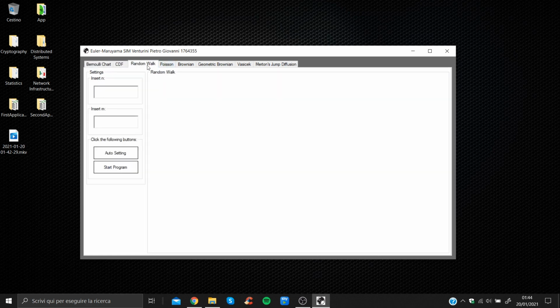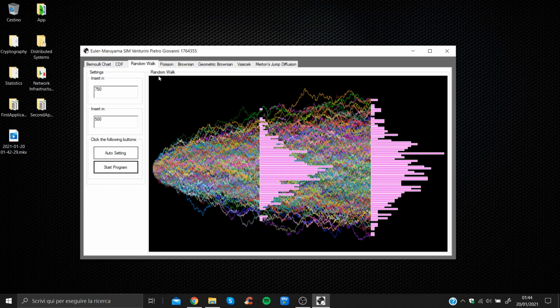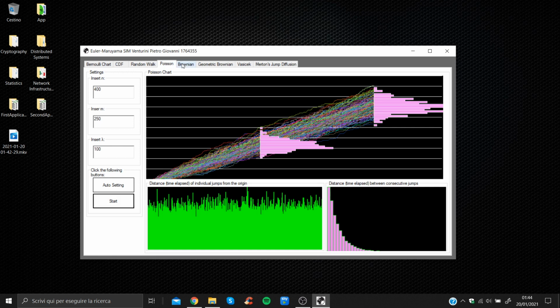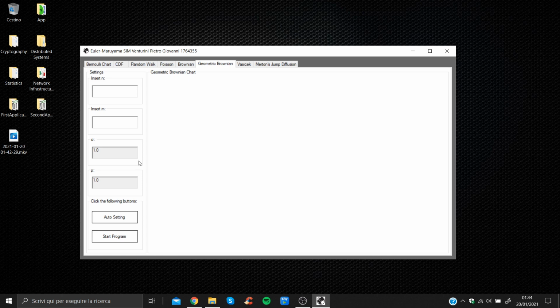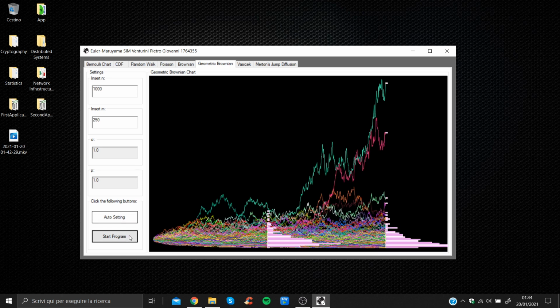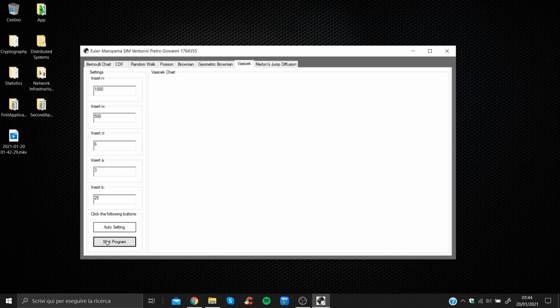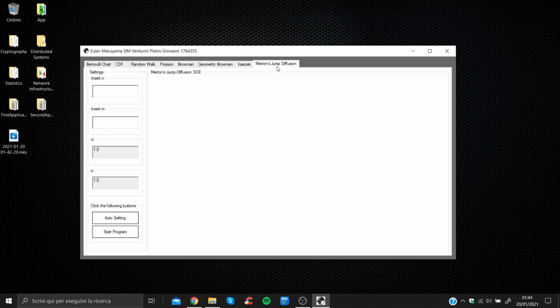For the CDF, let's see the animation, which also includes the quartile, which was required during the course. Here we have the random walk. Here we have the Poisson. Here we have the Brownian. Here the geometric. Here the Vasicek. And the last one, my personal jump diffusion process.